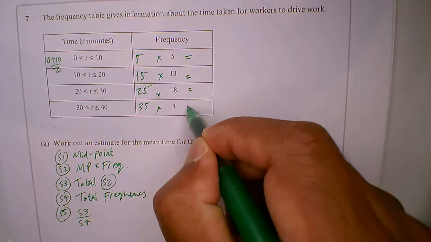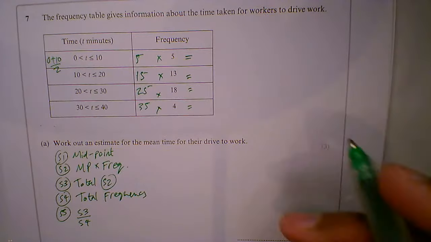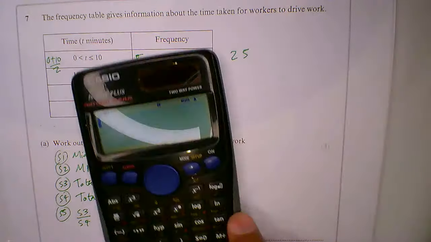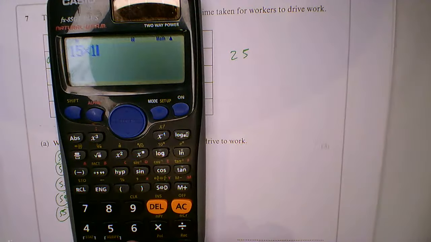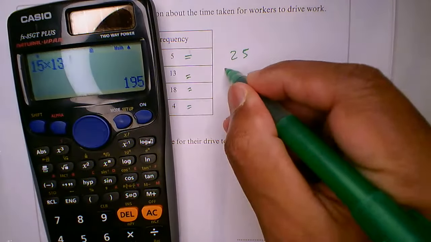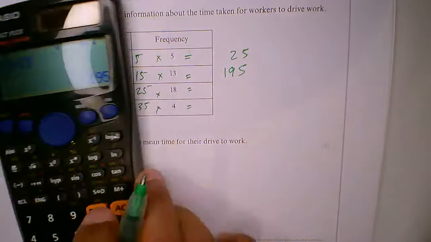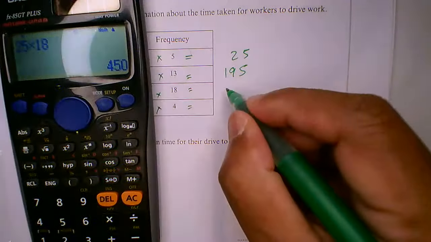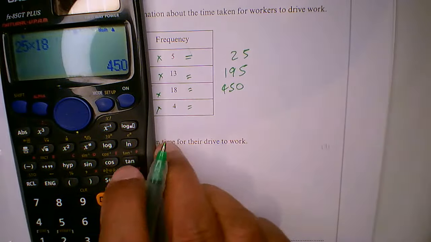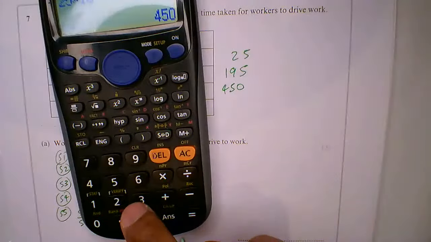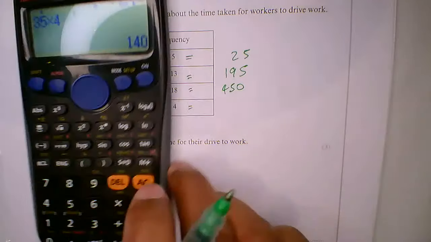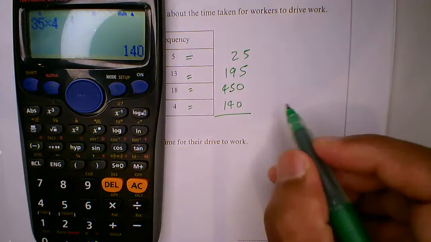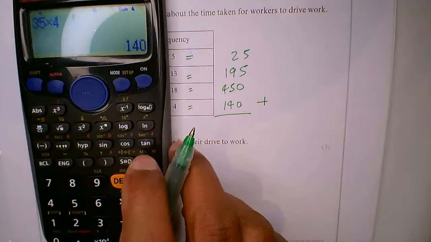Multiply these together now. 5 times 5, I don't need a calculator for that, 25. 15 times 13, I will use a calculator. Sometimes it's also about your brain energy. If you have a calculator, use it. 25 times 18, because in the exam, you can use your brain energy to solving questions. 35 times 4 gives you 140. And as you're using your calculator, it's just easier for your mind.